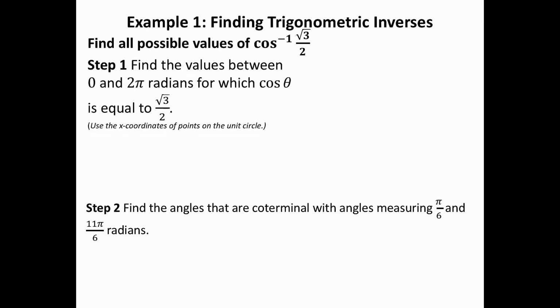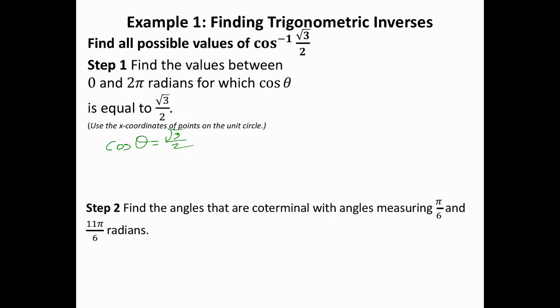The first thing we're asked is to find all possible values of the inverse cosine of the square root of 3 over 2. If you think back to a couple of minutes ago, you might remember one answer. So the first thing we're asked to do is find all the values between 0 and 2 pi radians where cosine of theta equals square root of 3 over 2. Putting that purely symbolically, where is the cosine of theta equal to the square root of 3 over 2?